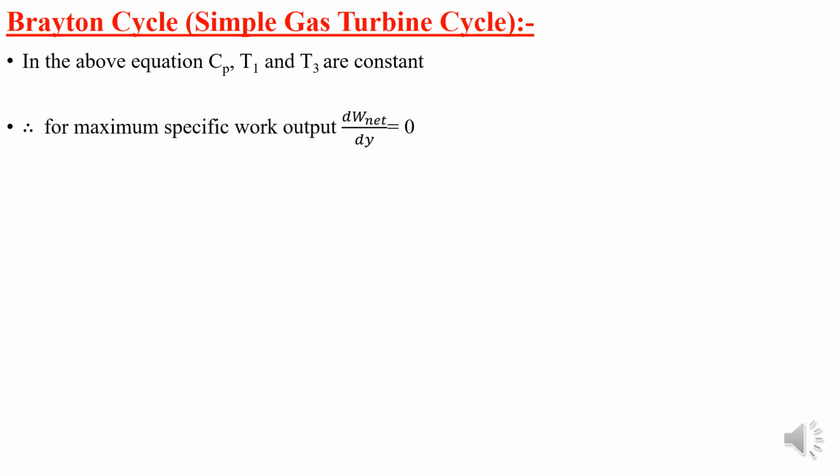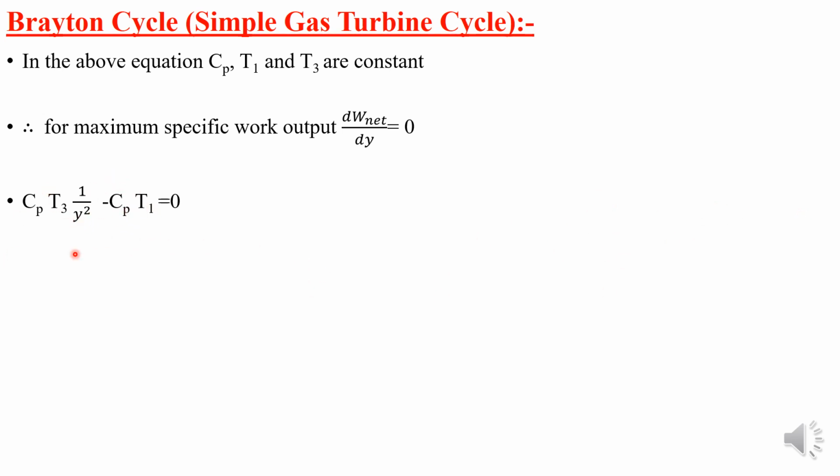Differentiate with respect to y, so you will get an expression like this. Cp and T3 are common. The differentiation of 1 is 0, then minus 1 by y, whose differentiation is minus 1 by y square, so minus minus will give plus. So it will become Cp T3 into 1 by y square minus Cp into T1, and the differentiation of y will be 1, and minus 1 will be there, so that differentiation is 0.